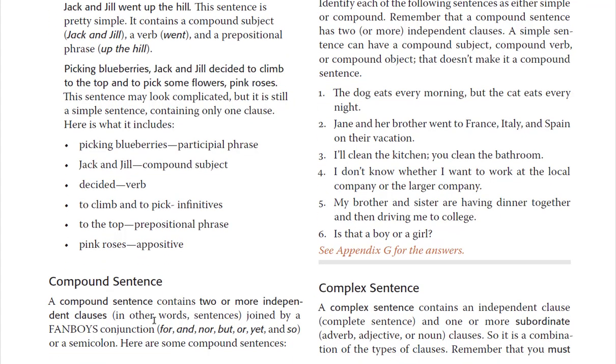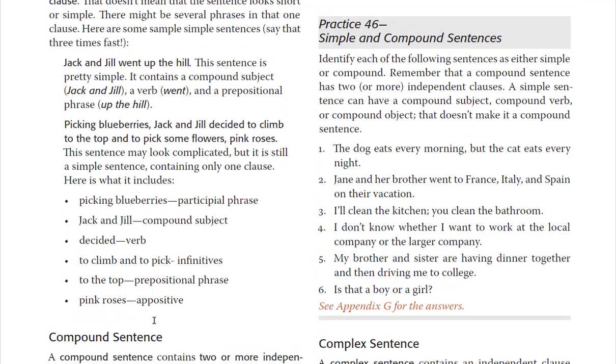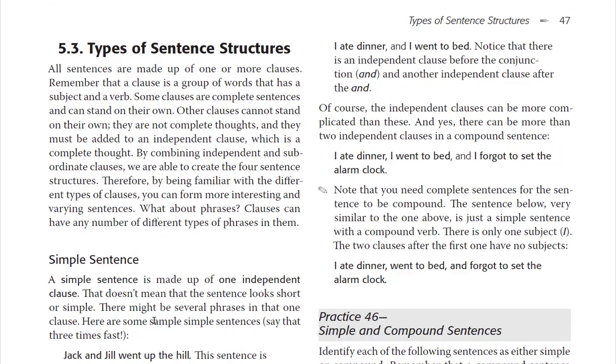A compound sentence contains 2 or more independent clauses. In other words, sentences joined by FANBOYS: for, and, nor, but, or, yet, and so, or a semicolon. Here are some compound sentences. I ate dinner, and I went to bed. Notice that there is an independent clause before the conjunction and another independent clause after and. Also notice that there's a comma before and.